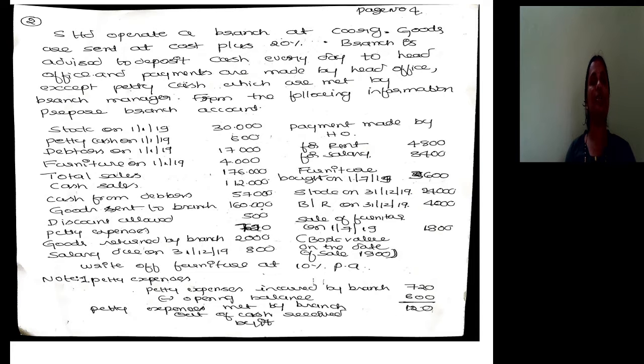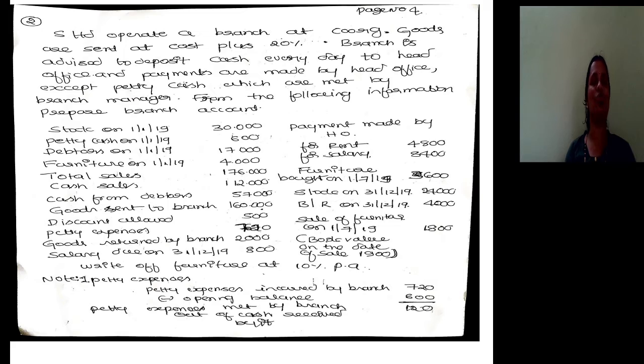The next one is total sales. Total sales need not be recorded anywhere. Cash sales means goods sold on a cash basis by the branch. Whenever goods are sold for cash, that cash should be immediately remitted to head office. Journal entry when the head office receives it: bank account debit to branch account, under that cash sales 57,000. Then what is that? Cash from debtors.